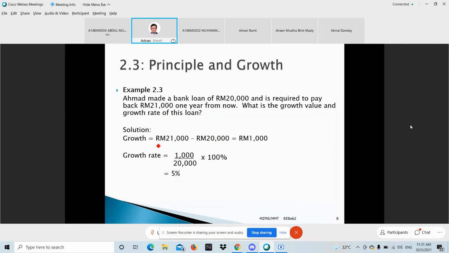Look at another example here. Ahmad made a loan of 20,000 and is required to pay 21,000 1 year from now. What is the growth value and growth rate? He borrowed 20,000 and paid 21,000, so the growth is 1,000. The growth rate will be 1,000 divided by 20,000, so the growth will be 5%, 5% per year.